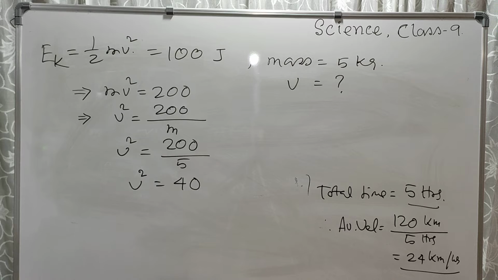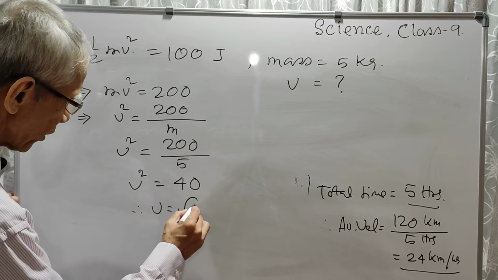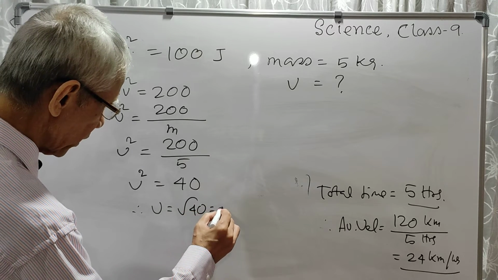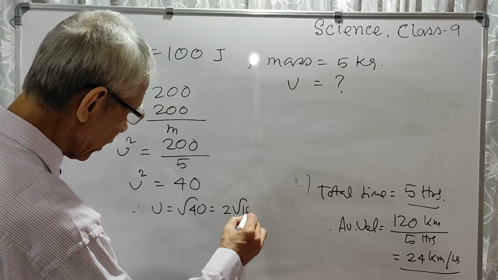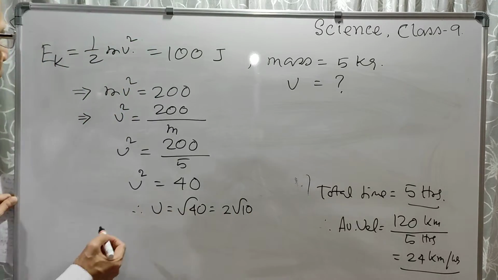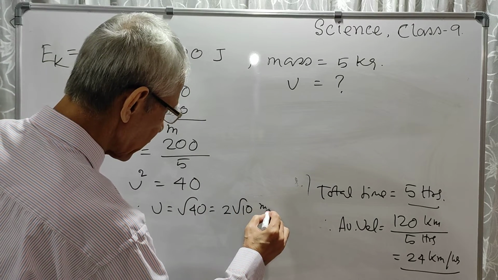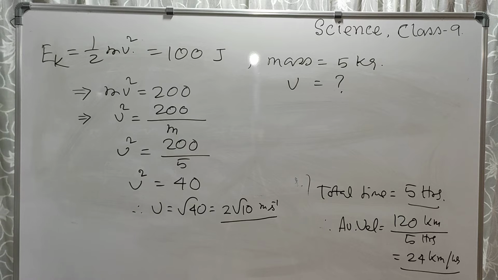We have found v square, but we need v. So v is the square root of 40. The square root of 40 is 2 root 10. So 2 root 10 meter per second. The SI unit is meter per second. So this is the answer.